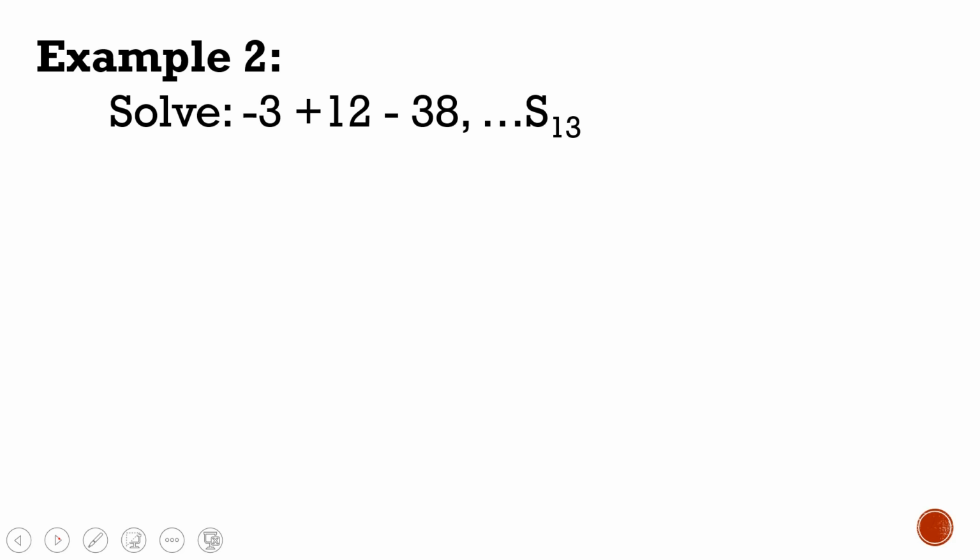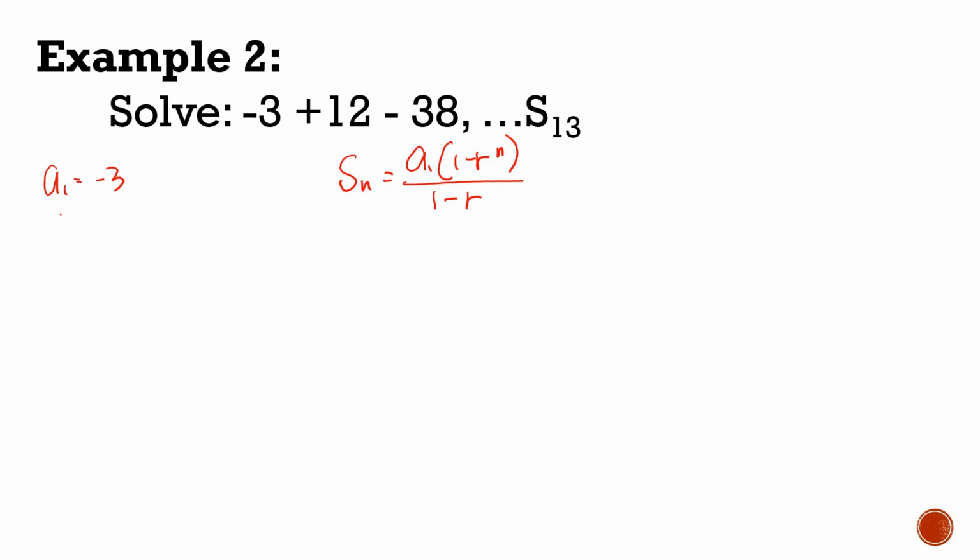Solve negative 3 plus 12 minus 48 until the 13th term. So again, I will write the formula first. Our first term here is negative 3. Our common ratio is 12 over negative 3, which is equal to negative 4. And our n is equal to 13.